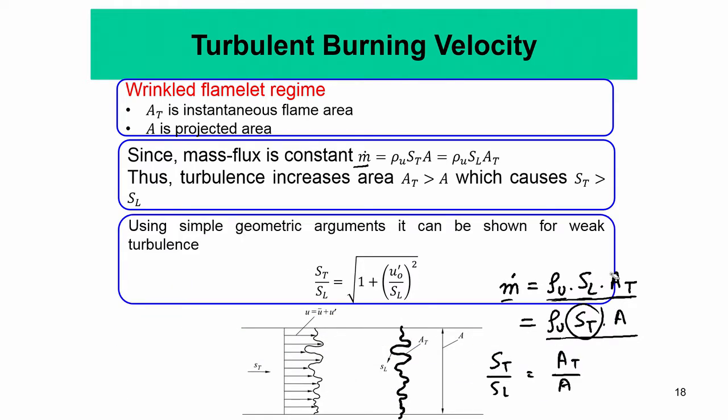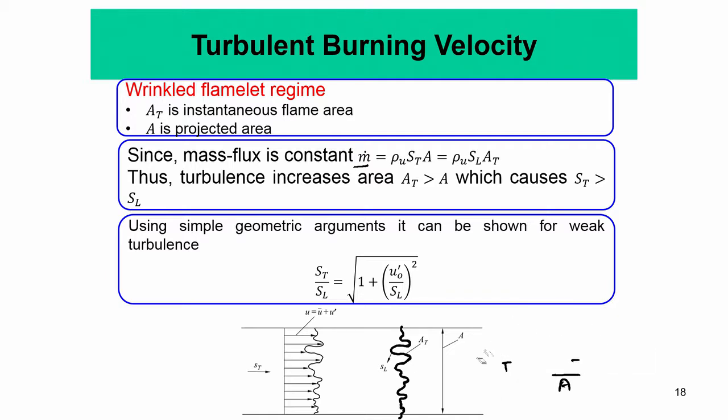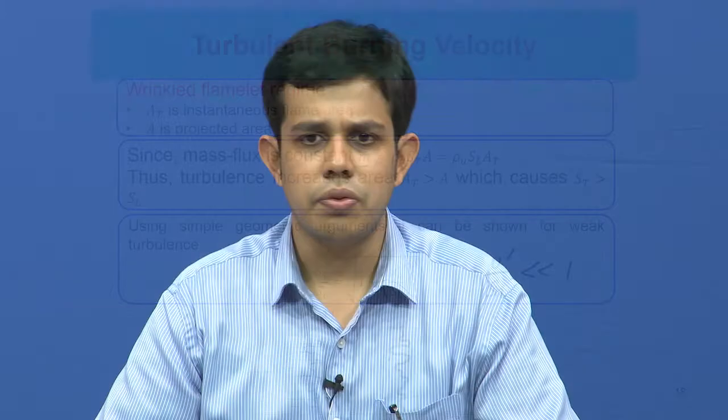Now, in the weak turbulence limit, it can be shown that ST by SL is essentially the square root of 1 plus u prime by SL squared, but this is only true when u prime by SL is much less than 1. So this is true only in a very weak turbulence limit, and it is not of much practical importance, because we do not have weakly turbulent situations in a practical engine. We have strongly turbulent situations in a standard engine.